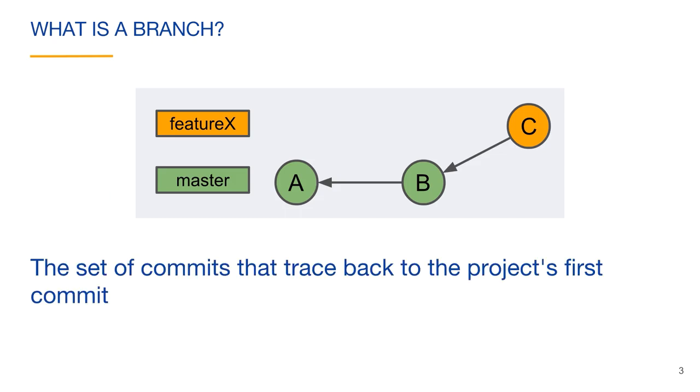A branch is a set of commits starting with the most recent commit in the branch and tracing back to the project's first commit. In this example, starting from the most recent commit on the branch, the master branch contains commits B and A. The feature X branch contains commits C, B, and A. Notice that commits B and A belong to both branches.